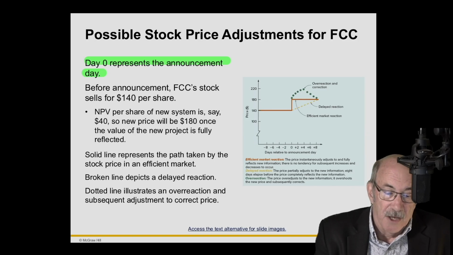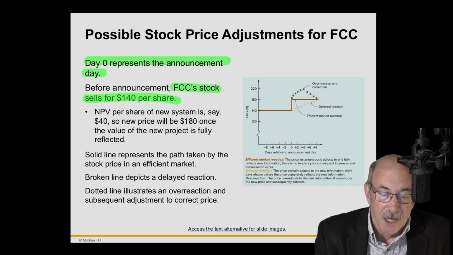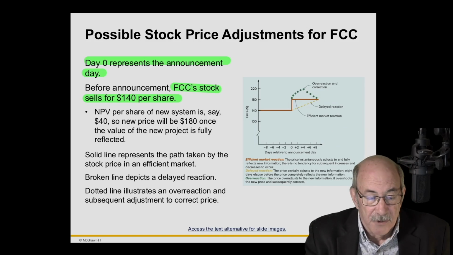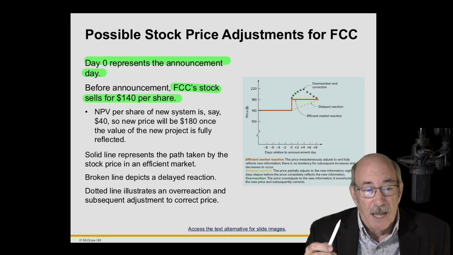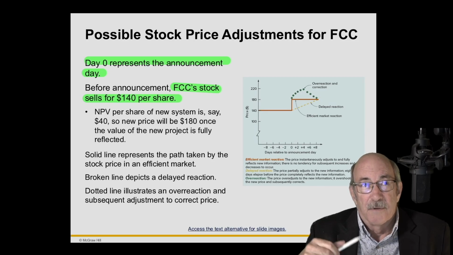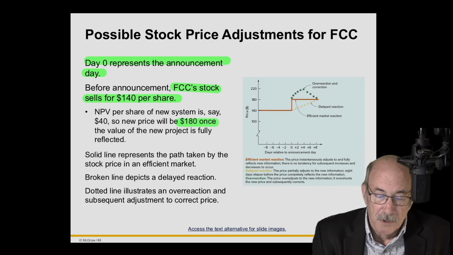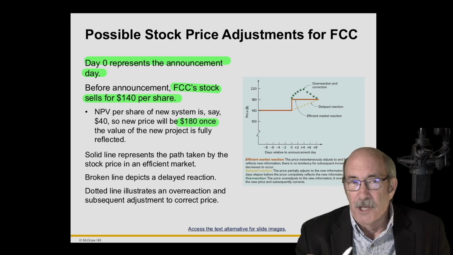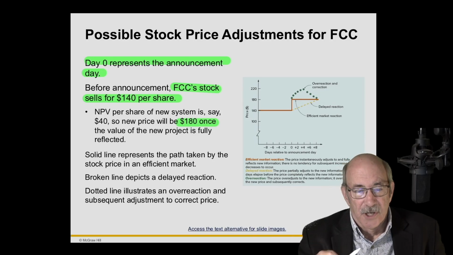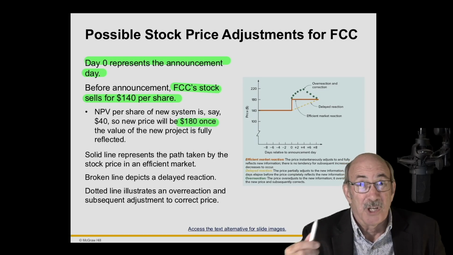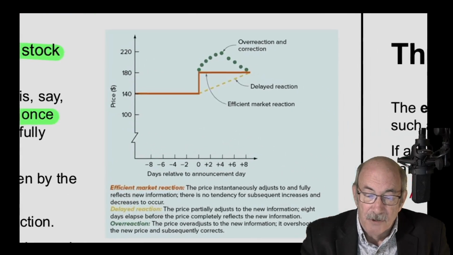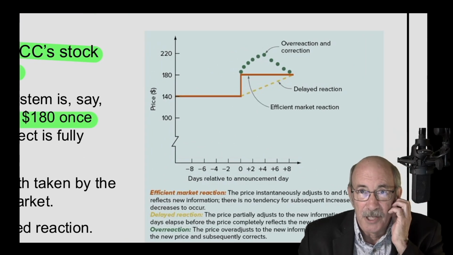But before the announcement, FCC stock was selling at $140 per share. The new project has an NPV that should increase the value of the company by $40 per share. So the price will ultimately be $180. Now, in the real world, we don't know this sort of thing. It's uncertain. But in this particular example, let's just pretend for the moment that it's actually a $40 increase.